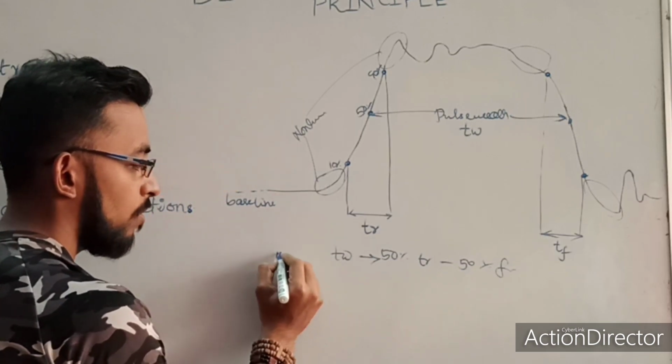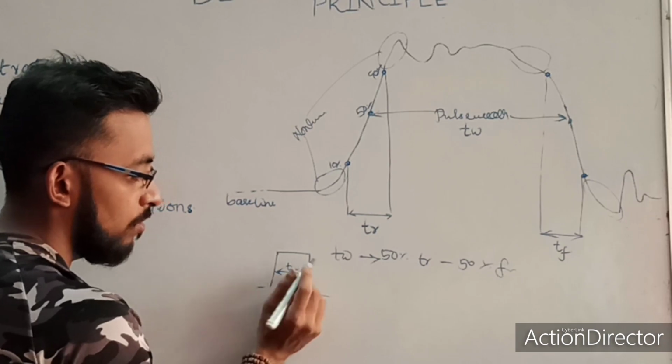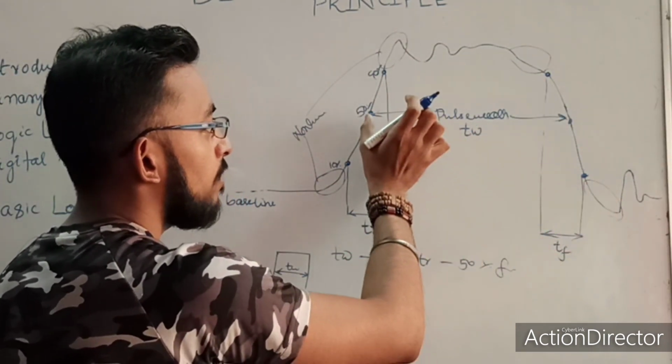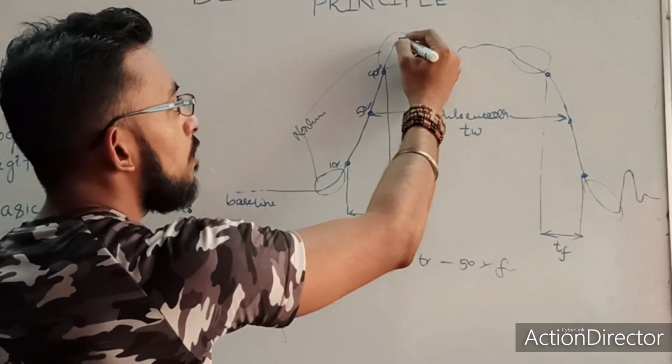In the ideal case, what is my pulse width? This is my pulse width, this is TW. But since it is taking some time to rise and some time to fall, that's why I am taking it at the center, means 50% to 50%.